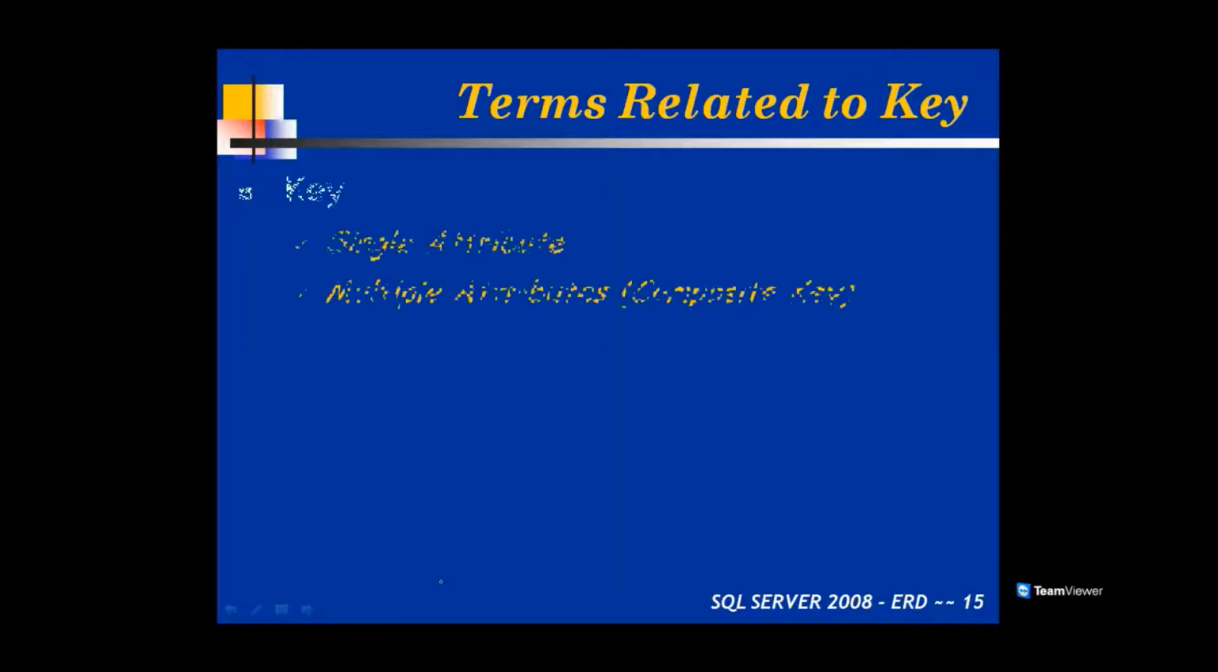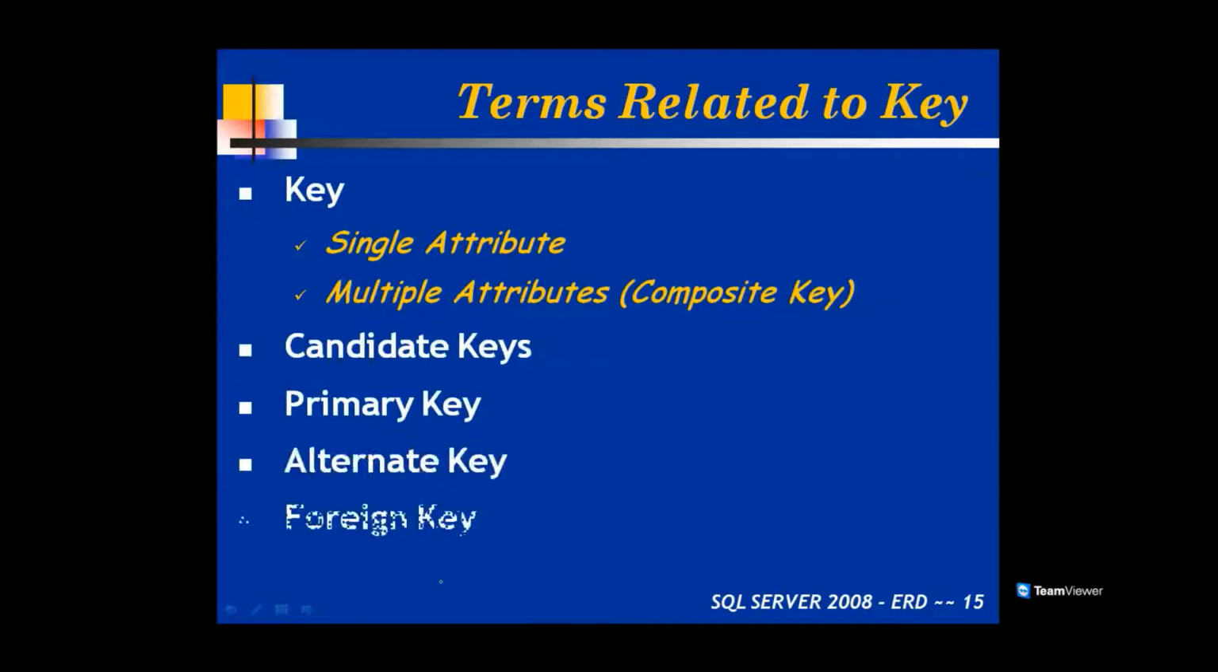Now the terms we have understood are: what is a key, a key can be a single attribute, a key may have multiple attributes, that is a composite key, and you may have candidate keys, primary keys, alternate keys. One more key we're going to discuss tomorrow, that is the foreign key. So today we're going to stop here. Go through this topic, and if you have any clarifications you can ask.